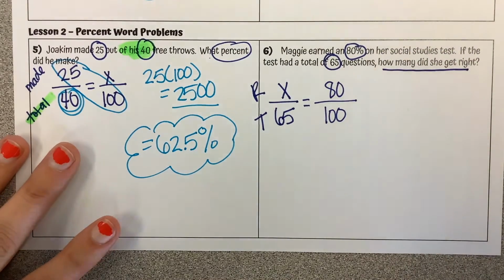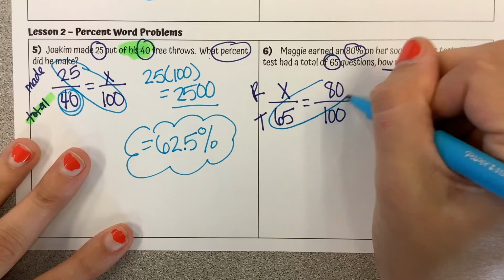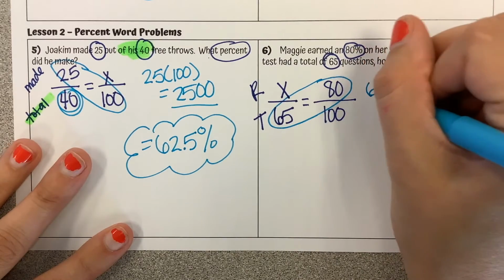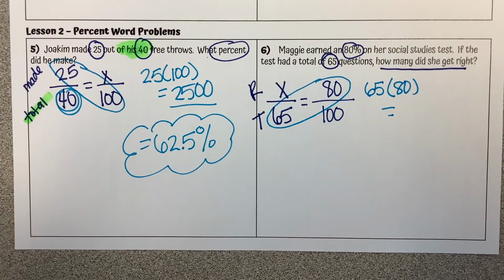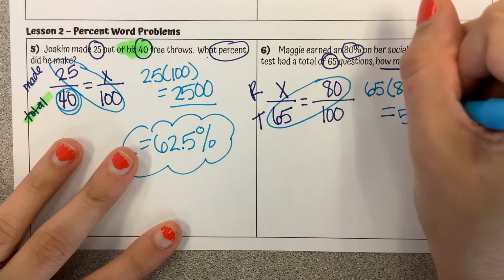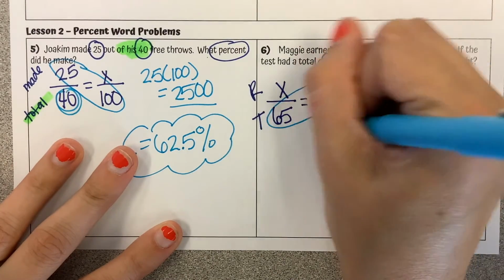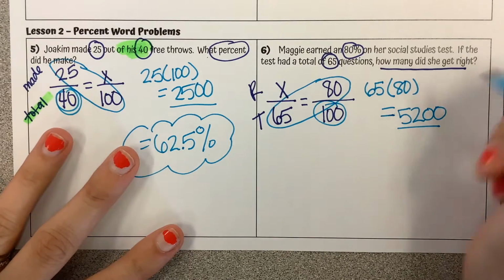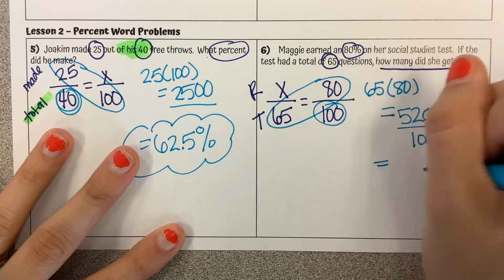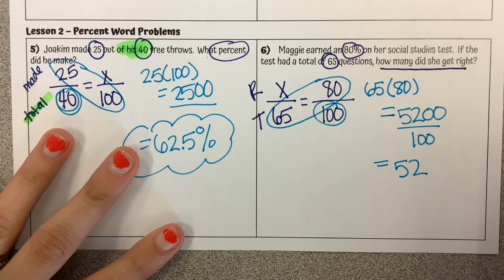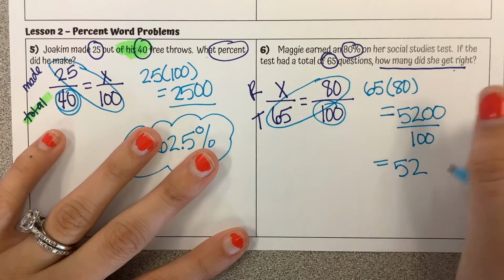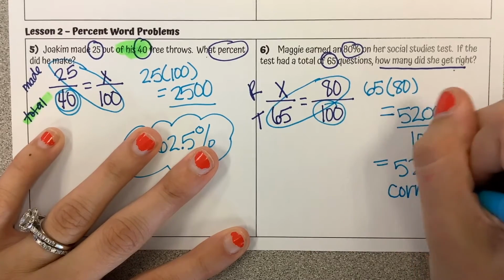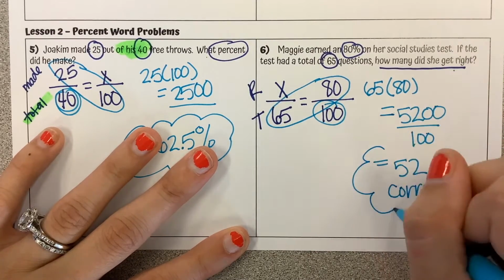We don't know. So to solve, I'm multiplying the two numbers in the same diagonal. So 65 times 80, which is 5,200. And I'm dividing by the number in the same diagonal as the variable, and we get 52. And what were we solving for? How many she got right? So 52 correct, or 52 questions right.